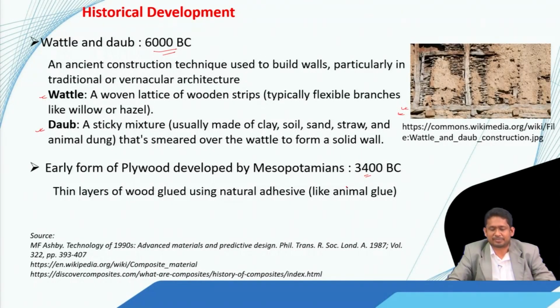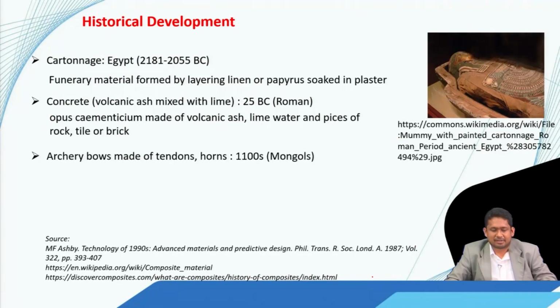plywoods made by the Mesopotamians. They used to glue layers of wood using animal glue. Some of these descriptions can be found in these links. Then in Egypt there was something called cartonnage, that is a funerary material. That was formed by layering linens and papyrus soaked in plaster. We can see a mummy here that is wrapped with this cartonnage, and that is painted.